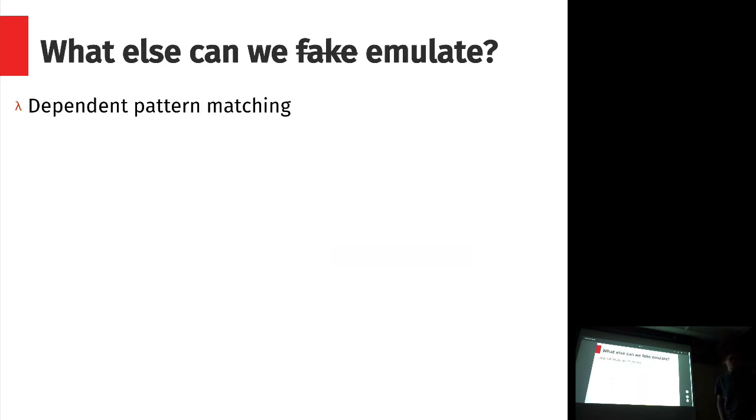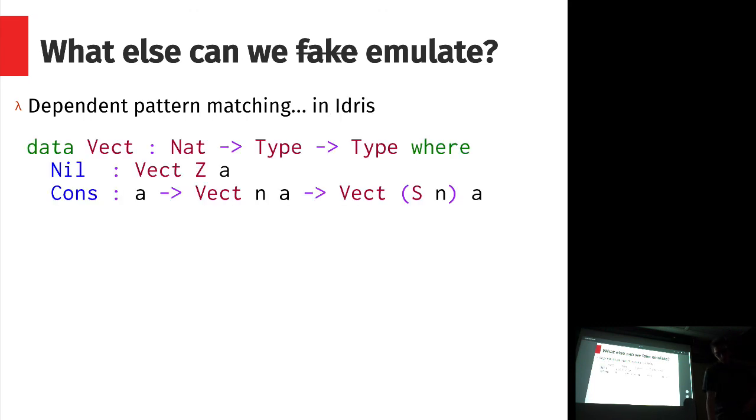So unfortunately, I only had 10 minutes, so I don't have time to go over all the examples of crazy things that you can emulate in so-called dependent Haskell. So I'll go over one more example. In dependently typed languages, you can do this nifty thing with dependent pattern matching.